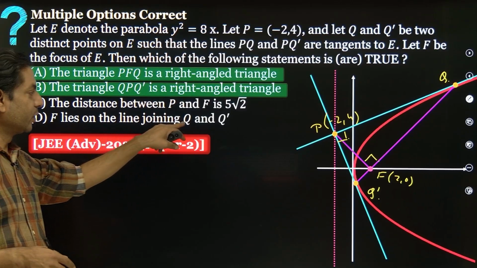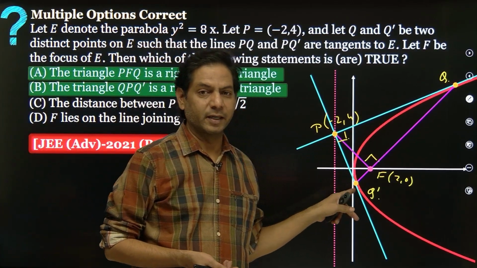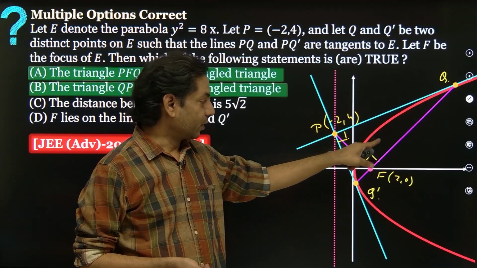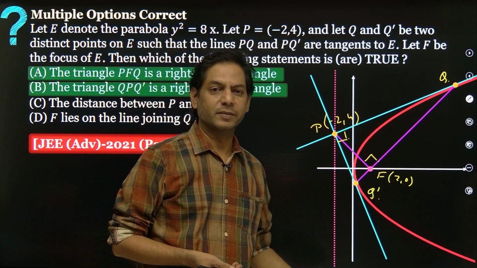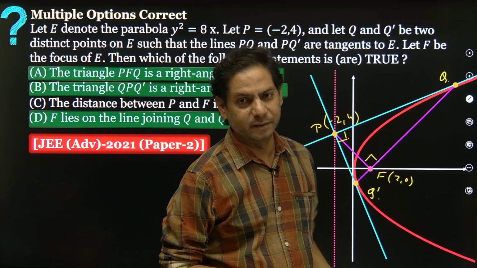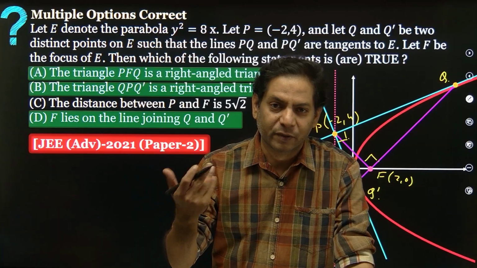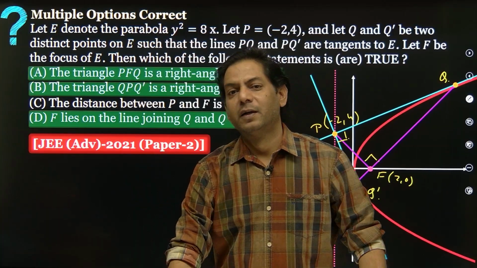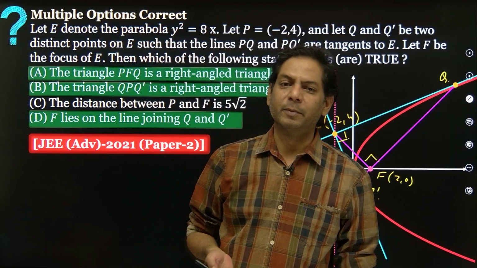F lies on the line joining Q and Q dash. Obviously this Q and Q dash is going to be a straight line, as this is chord of contact of this point and this is focal chord. So fourth option, that is also correct. So that's how you can use these properties while solving the problems from parabola, and similar properties are there for other conic sections, which we will be discussing in coming up videos.